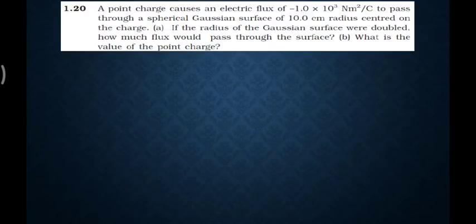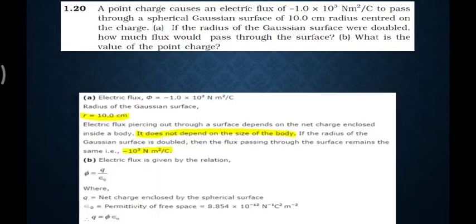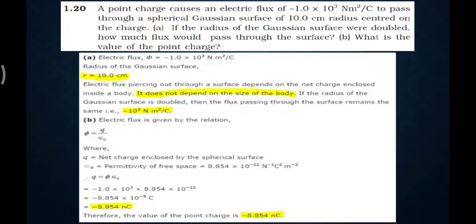A point charge causes an electric flux of minus 1.0 times 10 to the power 3 through a spherical Gaussian surface of 10 centimeters. So from now onwards the Gaussian surface is spherical, whose radius is 10 centimeters, centered on the charge. If the radius of the Gaussian surface is doubled, what kind of change can you see in the flux? You have to answer that.